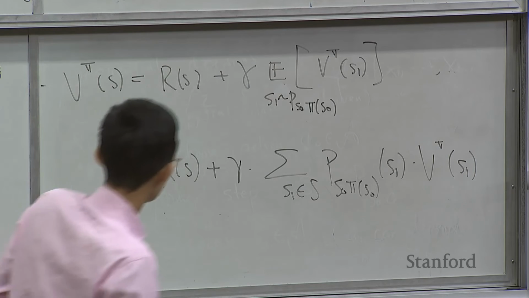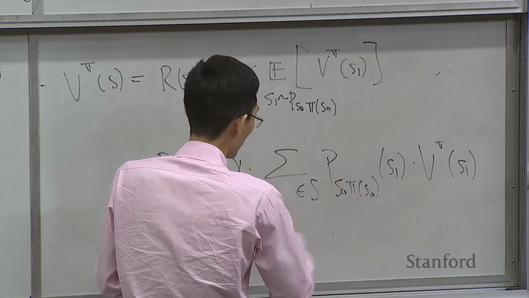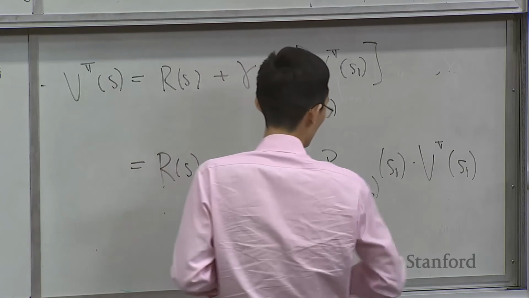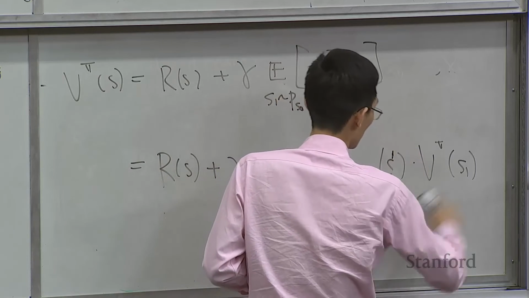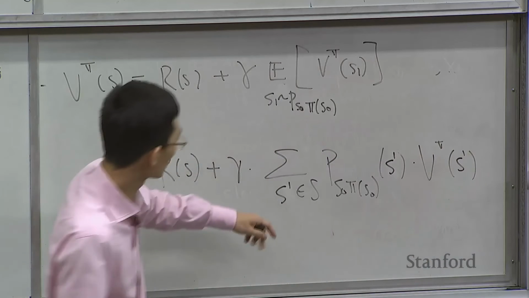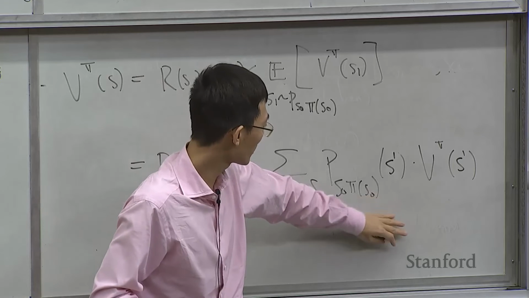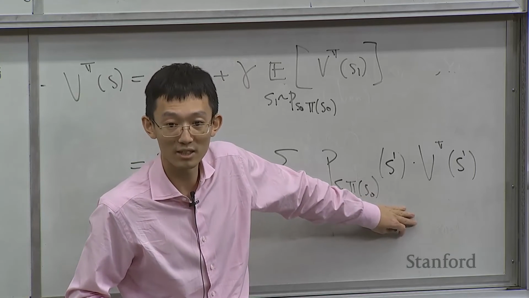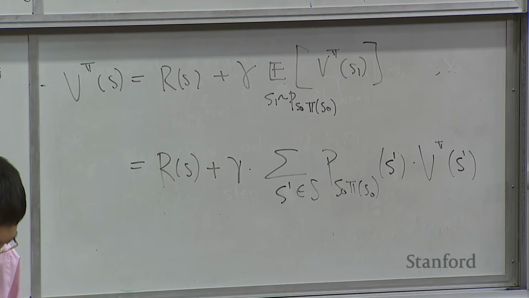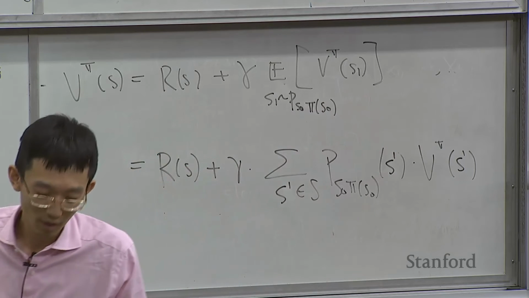It doesn't really matter what variables I use for S1, I can use any variable, so let's just use S prime, to be consistent with typical notation. So basically you loop over all possible S prime, all possible next states, and you first ask what's the chance to arrive at that state S prime. And then I multiply that with the value function at S prime. So this is just equivalent to the expectation above.